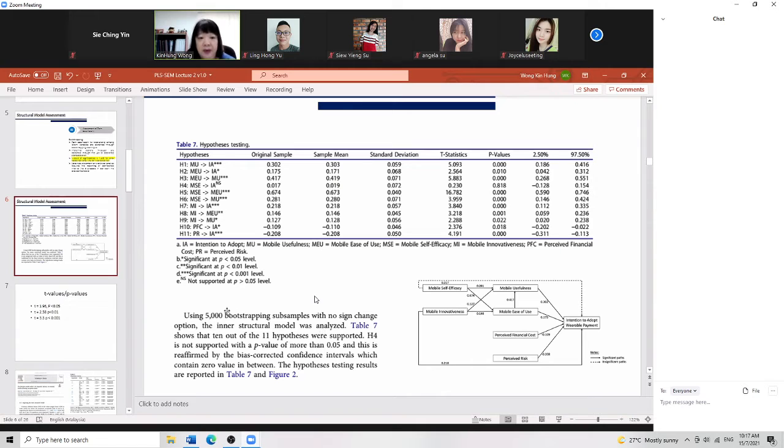All right. So this shows the different significance level. All right, 0.5. This one is more than 0.05. So it's not supported. This is how you report. Any questions there?